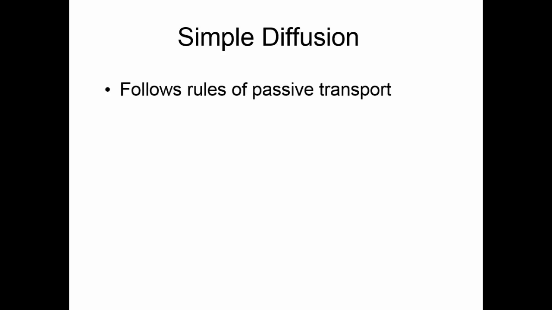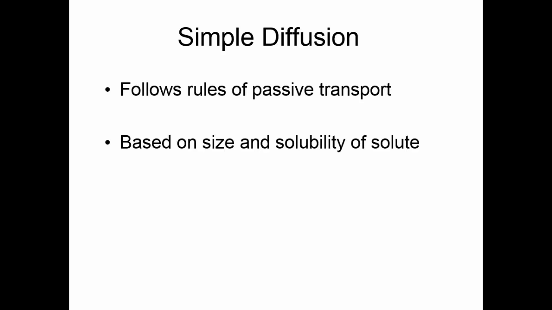Simple diffusion follows the rules of passive transport, downhill from higher to lower concentration of the molecule. Because we're going through the cell membrane, simple diffusion is based on the size of the molecule, smaller moves faster, and the solubility. These molecules need to be lipid soluble to dissolve through the lipid cell membrane. Simple diffusion is nonspecific. Anything that is small enough and soluble enough will enter the cell, whether the cell really wants it to or not. Simple diffusion is a relatively slow process because it's driven by molecular movement.